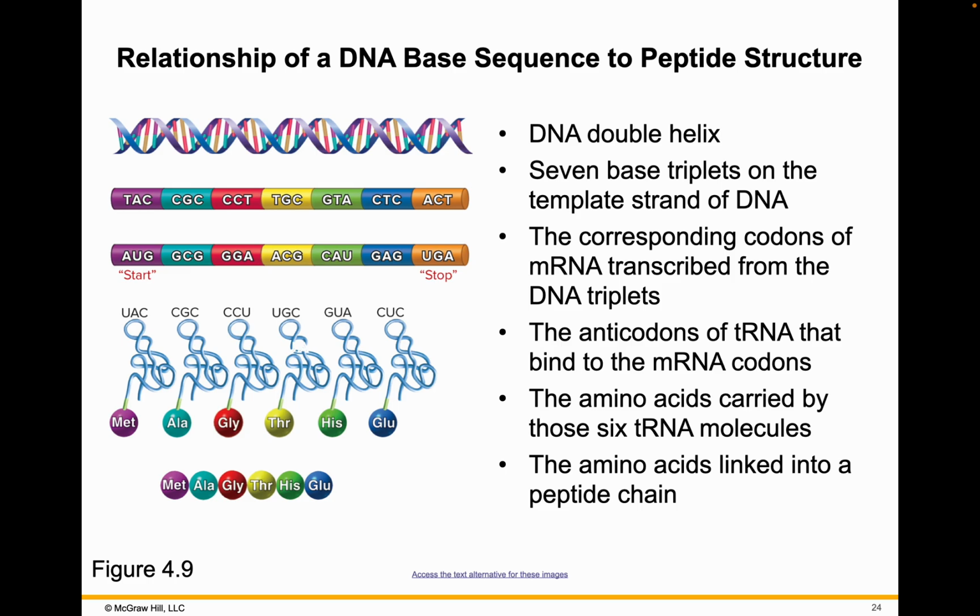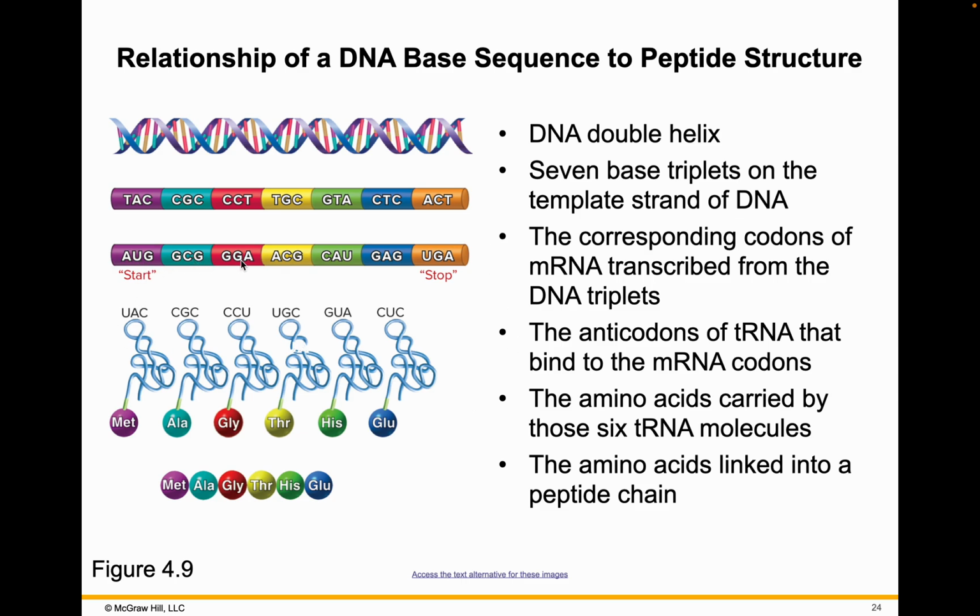So DNA, again, is a double helix. There are 7 base triplets on the template strand of DNA in this case. The corresponding codons of messenger RNA are transcribed from the DNA template. So we have an A here, which would be a U. We have a T here, which would add an A in the RNA. Here you have an A in the DNA. You would add a U in the RNA, and so on.